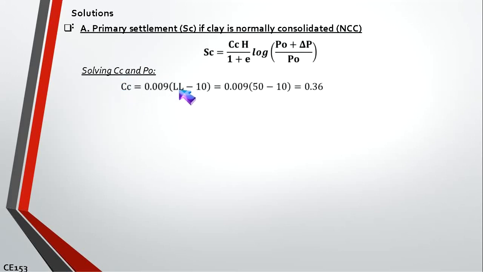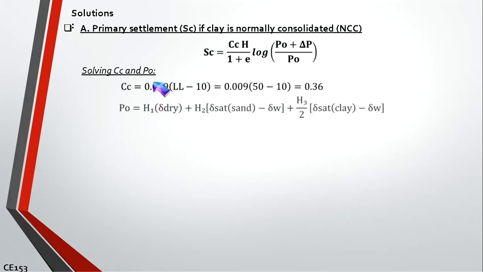For Cc, given the liquid limit, Cc = 0.009(LL - 10). This is our equation to solve for Cc. We substitute the values, and the compression index Cc is 0.36. Kindly check with a calculator and recompute if the answer is 0.36. How about Po? How do we solve for Po? Pressure is equal to height times the unit weight of that soil. So Po is given by this equation.